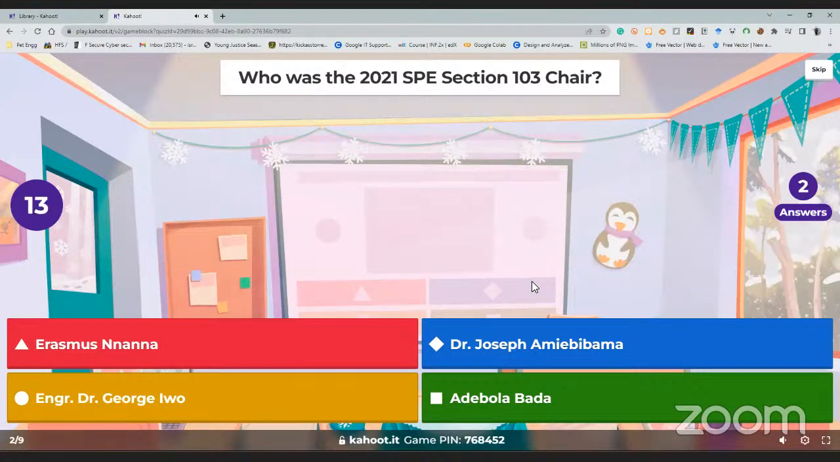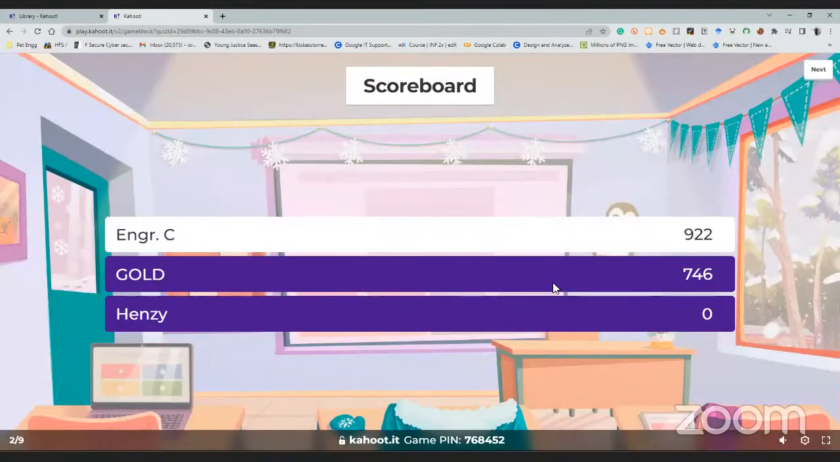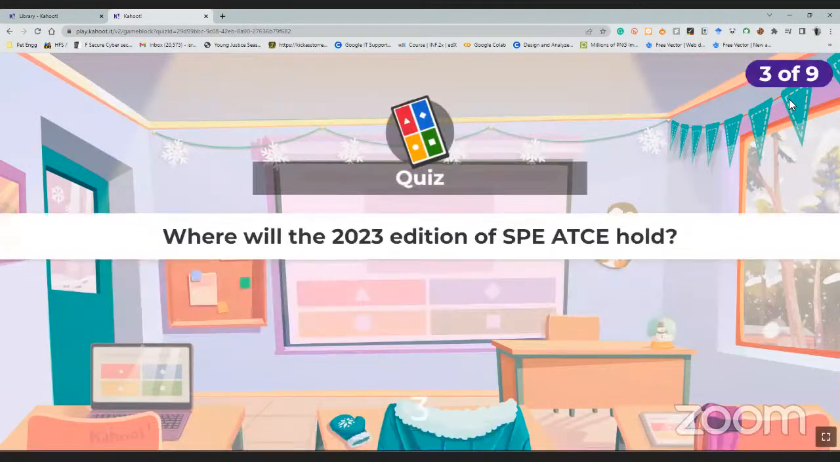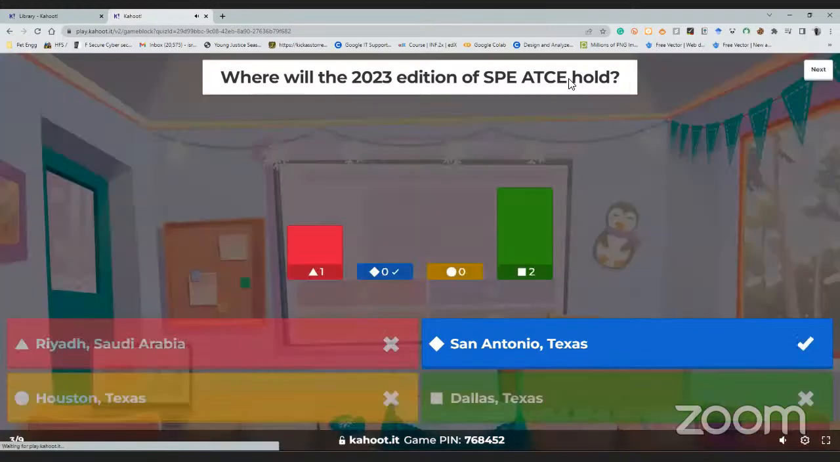Who was the serving Section 103 chairman in 2021? All right, we have one person getting it, Adibola Bada was our section chair in 2021. And let's see who got that correctly. Okay, we have Gold getting that correctly and then moving up to second place. So the next question on our ATC, where will the 2023 edition of SPE ATC hold? Okay, the next edition is going to be holding in San Antonio, Texas.